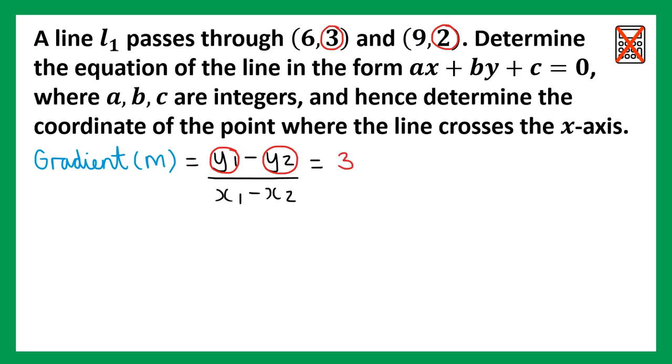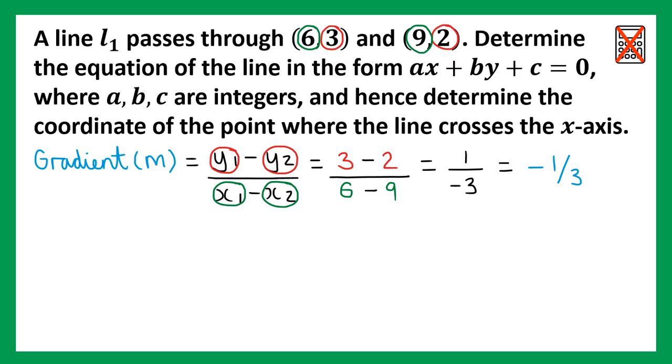So if we start with 3 and take away 2, then when I look at the x values to find my change in x, which is the run, I need to make sure that I start with the corresponding x value to the same y value that I started with. So 6 is paired with 3, take away 9, which was paired with 2. Simplifying, I get 1 over negative 3, which is a gradient of negative 1/3.